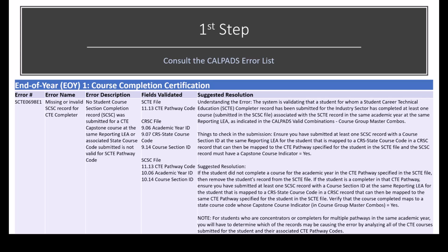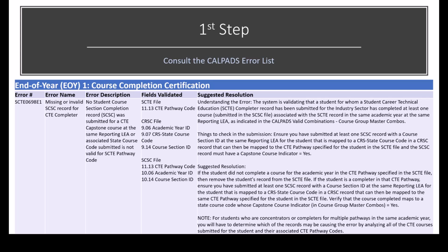And we see the fields validated identify the SCTE file, the CTE pathway code, the CRSC file, that's the course file for end of year, and in that is the CRS state course code, and then the course section ID, because of course the student course section completion file uses the course section ID to tie those two records together, the student completion record with the course, and the pathway of the course has to align with the pathway code in the SCTE file, that record identifying the student as a completer. So there's three different files that are in comparison or validation in this error.